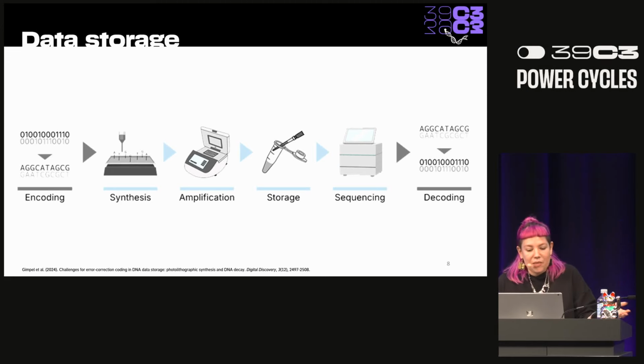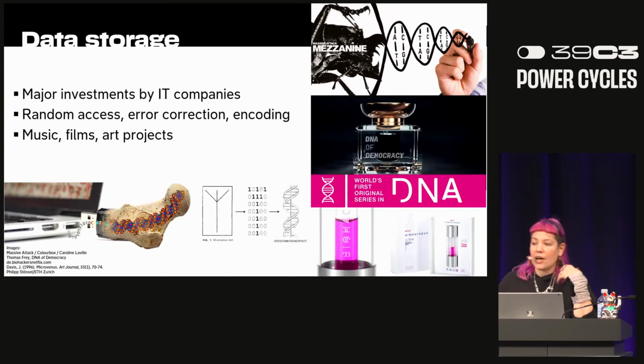And as I said, this sounds simple enough, right? In practice, however, this is still pretty tedious and expensive. However, in the past few years, we've really seen a lot of progress. So some major players have entered the game, such as Microsoft and Seagate. Some of these IT companies even have their own teams working on this. And these industry efforts, together with academic research, have now made things such as random access, error correction, and optimized encoding possible.